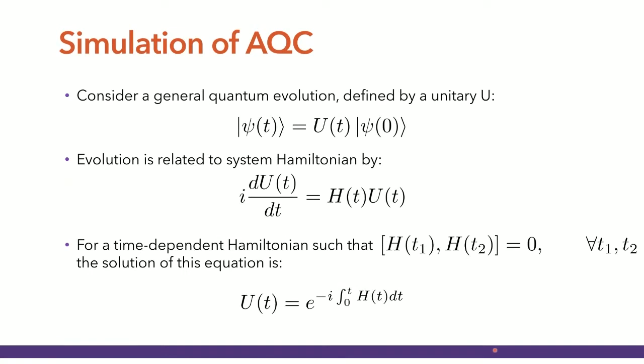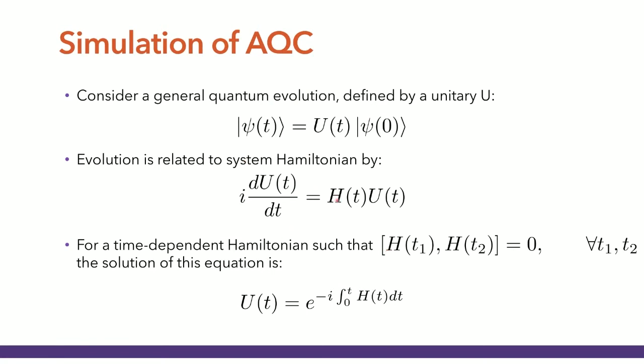Okay, so let's go to the basics. We have some quantum state evolution. We assume that our initial time t0 equals 0, and we're also going to absorb Planck's constant into H. So we start in state psi of 0, and we evolve it with some unitary, and so we get our time-dependent final state psi of t.